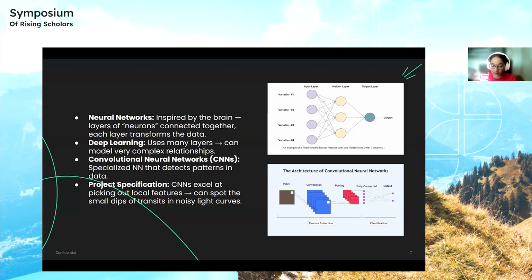A convolutional neural network, or CNN, is a special type of neural network which, instead of looking at all the data at once, uses filters that transform the data to highlight local patterns. So, for example, in images, that could mean edges or shapes in the image, and in light curves, it means dips, slopes, and periodicity. And so CNNs are a good fit for this project because they can transform the light curve data so that even small dips from planetary transits can stand out, even if the light curve is noisy.